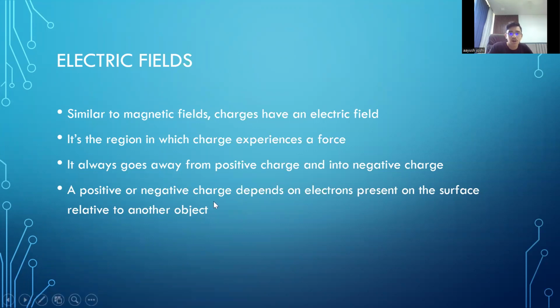A positive or negative charge depends on the electrons present on the surface. This is a key point in static electricity. You can use any kind of insulator, like plastic or cloth. It does not matter because the electrons are not going through the plastic. It is not conducting that electricity. It is just on the surface, and this is static. This is static electricity. It's not moving anywhere, and it is always related to another object.